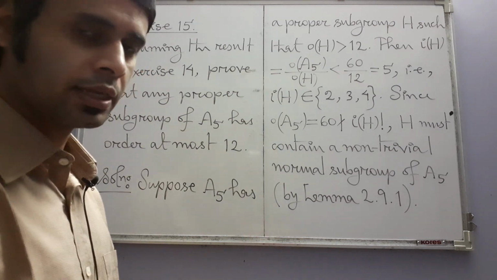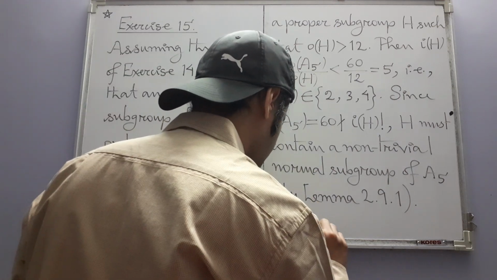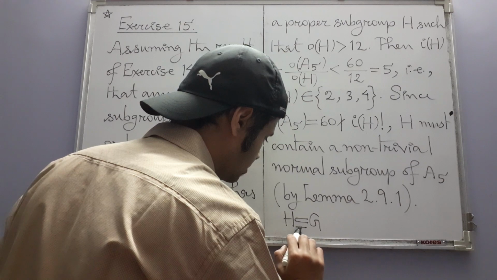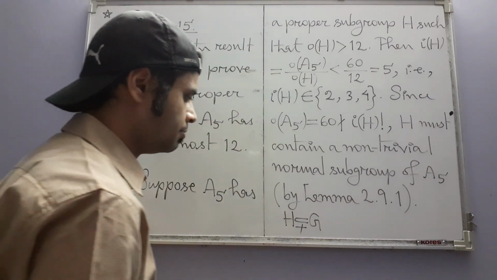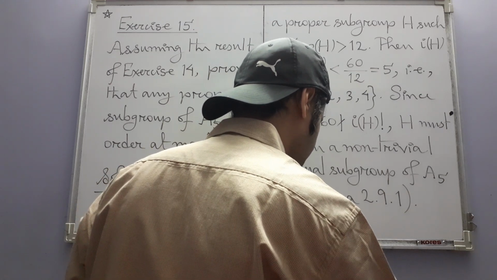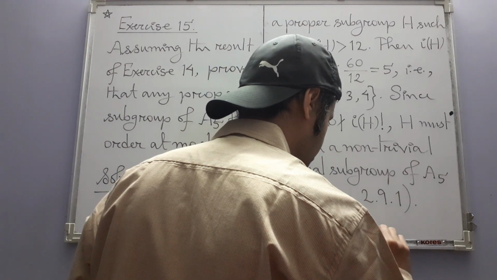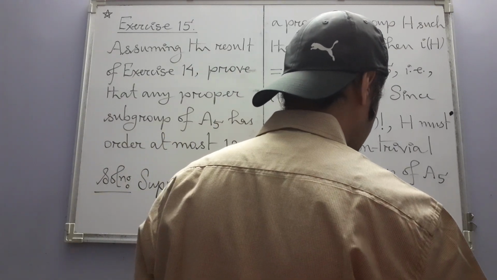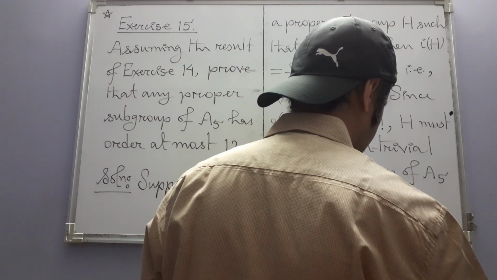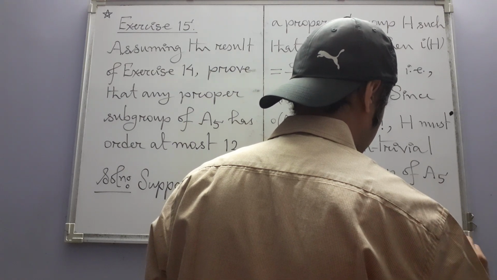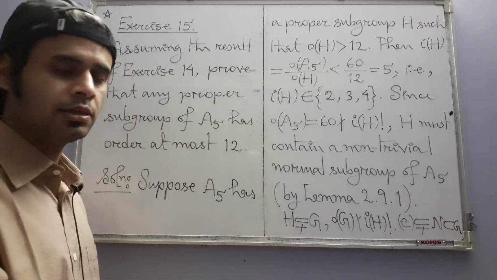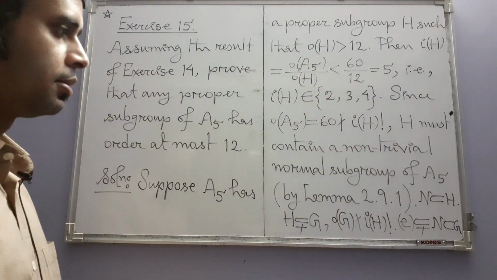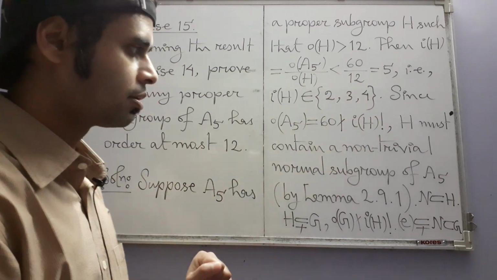If we recall what this lemma says, in general, it's just this. Say you have a finite group G in which there is a proper subgroup H. H is a subgroup of G, but it's not equal to G, such that the order of G does not divide the factorial of the index of H. Then there exists a non-trivial normal subgroup N of G that is contained in H. So here also H must contain a non-trivial normal subgroup of A5.